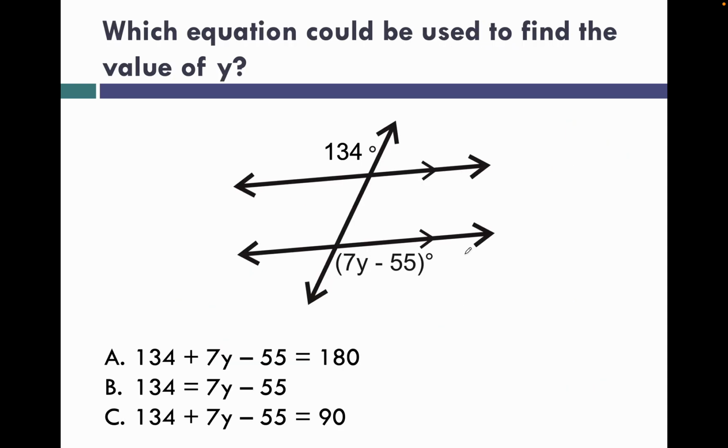Here are a few multiple choice problems to help you just practice setting up the equations. Which equation could be useful to find the value of y? Since these are alternate exterior angles, which we know are equal, B would be the correct option for this problem.